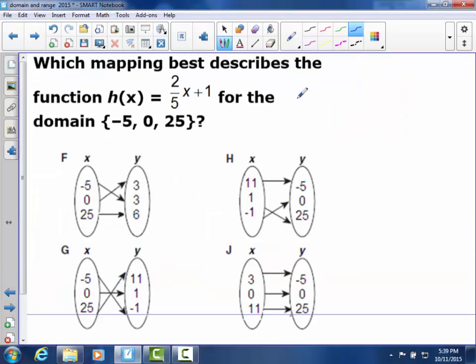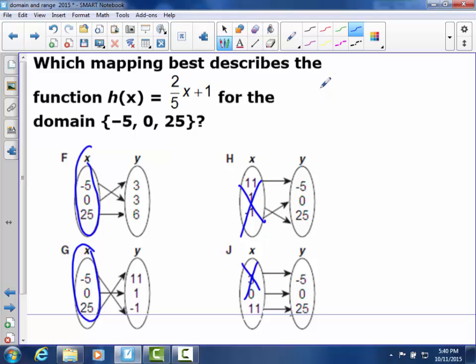Which mapping best describes the function for the domain -5, 0, 25? Okay, so domain again is our x values, so we're looking here. Those match up, these do not. So first off, we know that those aren't going to be the proper answer. Okay, this says -5 goes with 3, 0 goes with 3, and 25 goes with 6.